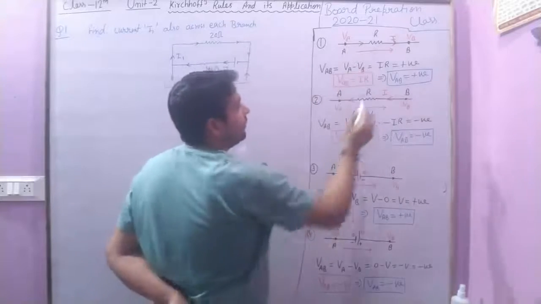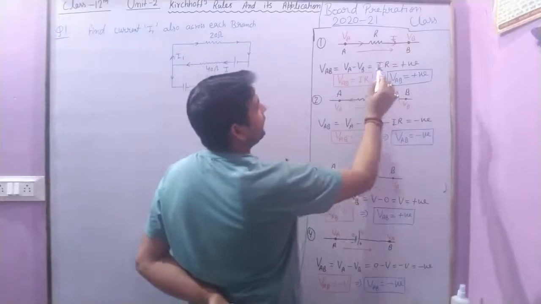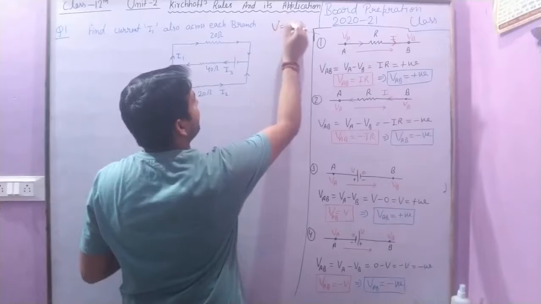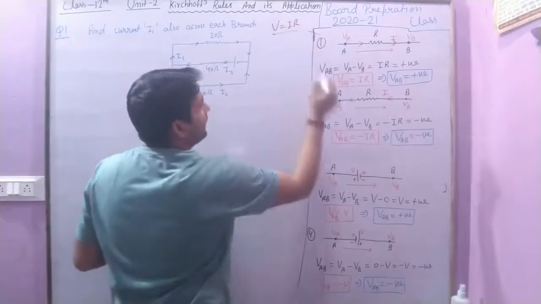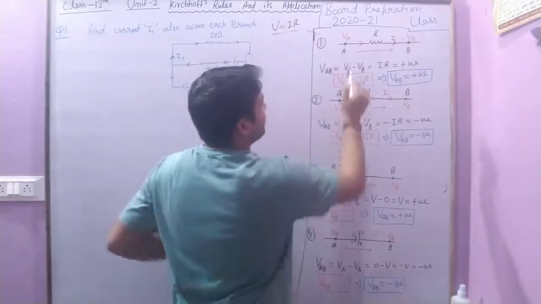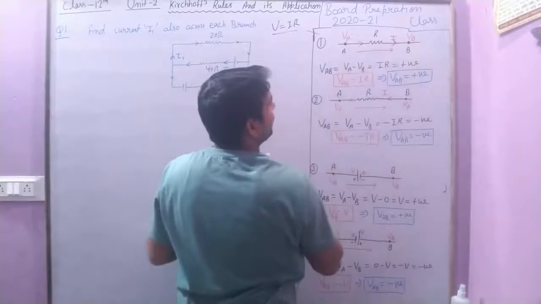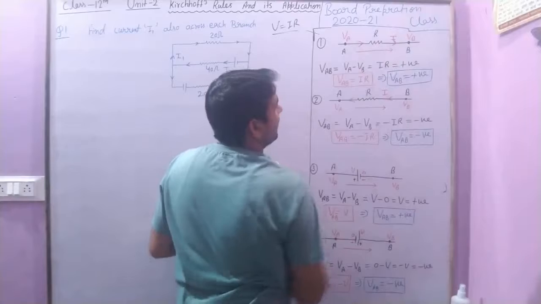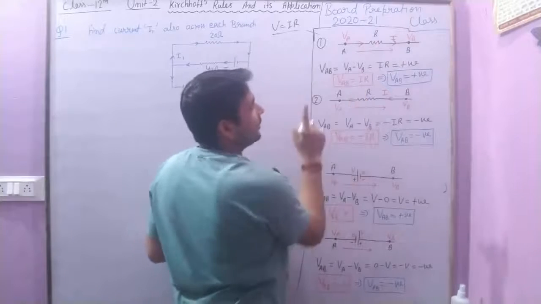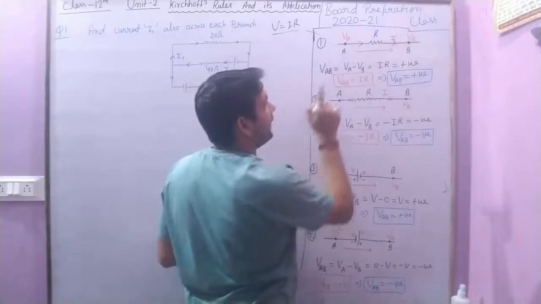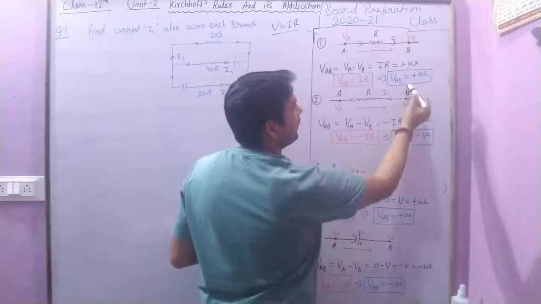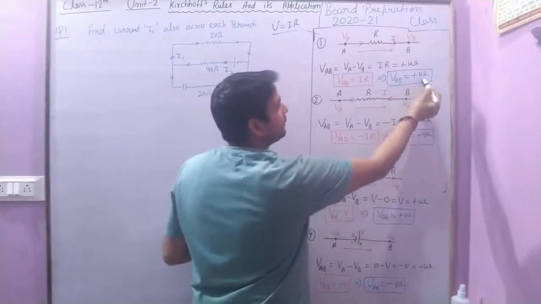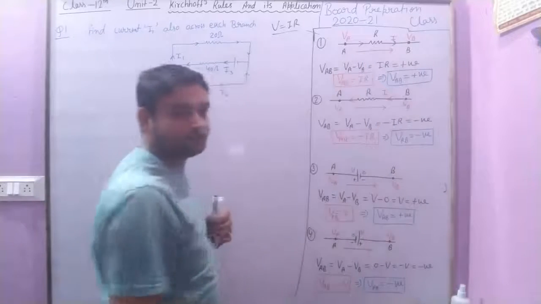So this result is equal to IR, because according to Ohm's law, you all know that V is equal to IR. We are using the potential difference across the resistance R when the current I is moving in the same direction as our motion, which is IR. So the potential across AB is positive in this case.